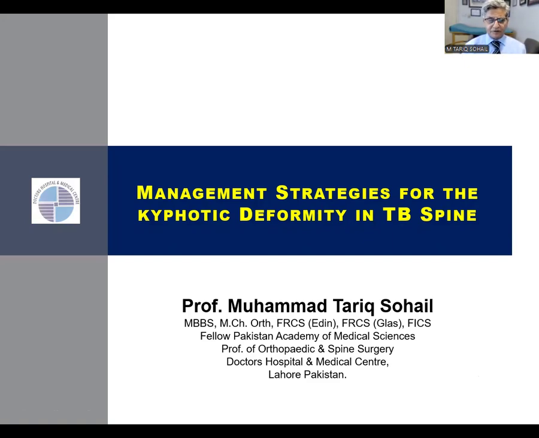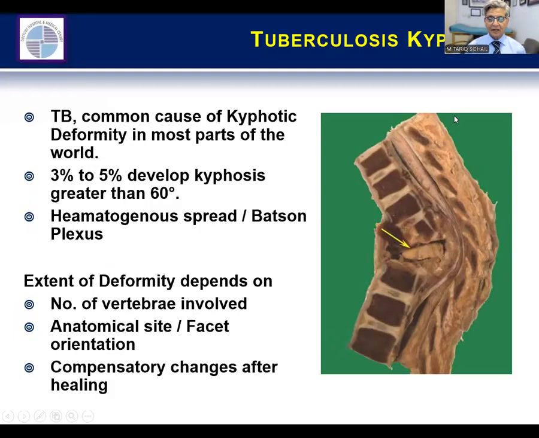Tuberculosis is not uncommon, either here or in your part of the world, and most of the tuberculosis infections of the spine result in kyphotic deformity with a varying degree of neurological impairment, and/or pain or paresthesias along with neurological impairment in the lower limb.